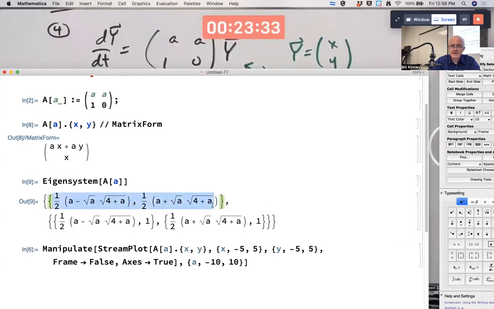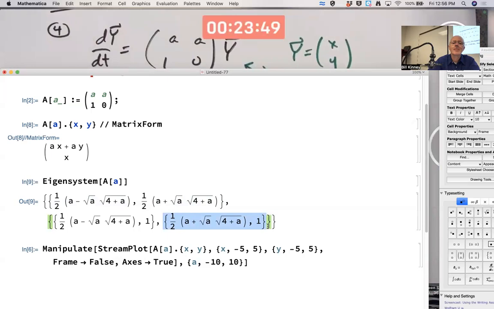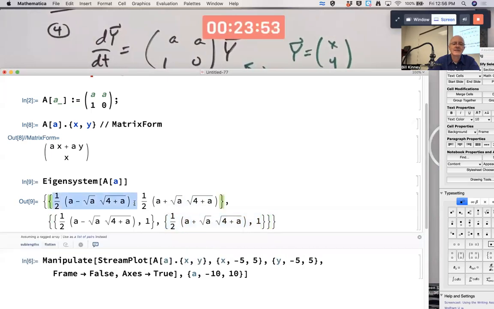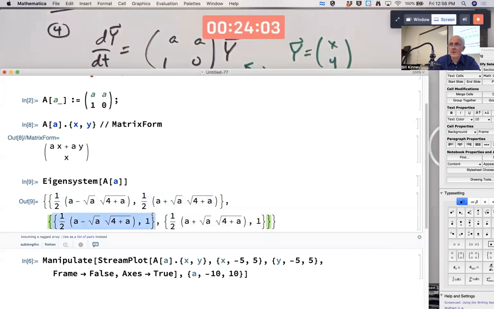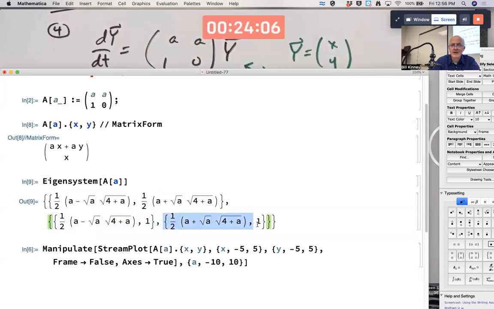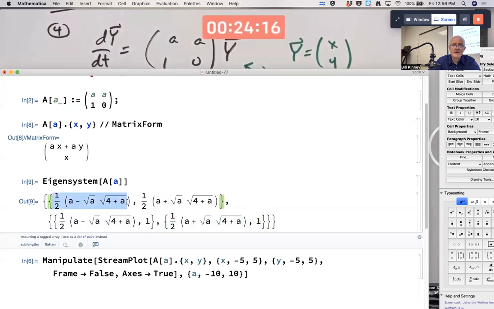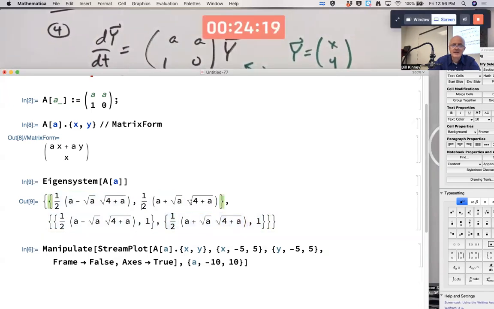These two numbers are the eigenvalues. And these two vectors, this first vector and this second vector, are the two eigenvectors. Catch that again? This is an eigenvalue right here. This is a second eigenvalue. This entire list right here, notice there's something there, comma one, is an eigenvector. And this entire list right here, something, comma one, is another eigenvector. And they match up. This eigenvector goes with this eigenvalue. This eigenvector goes with this eigenvalue.